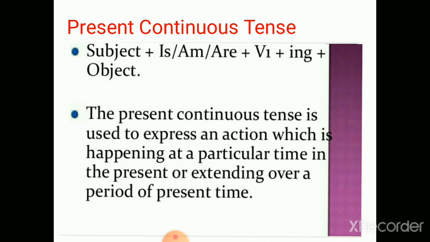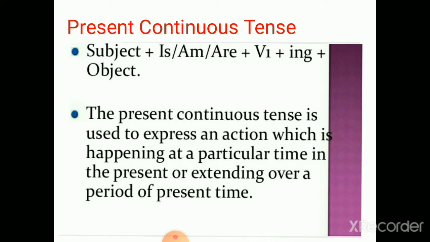Now present continuous tense. Always remember in your mind that first form with the helping verb is, am, are. You are going to use first form plus ing in continuous tenses, in present continuous, and is, am, are are the helping verbs for this tense.